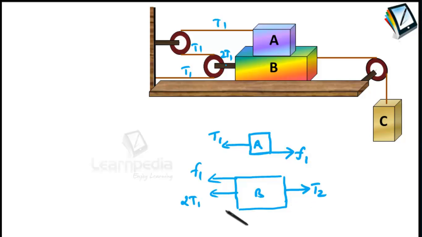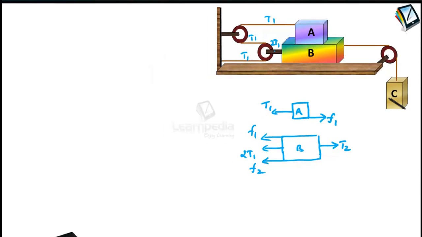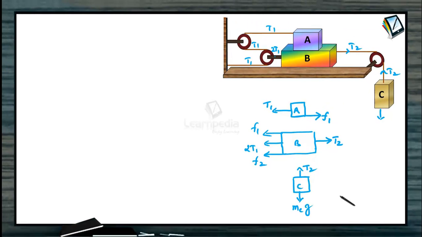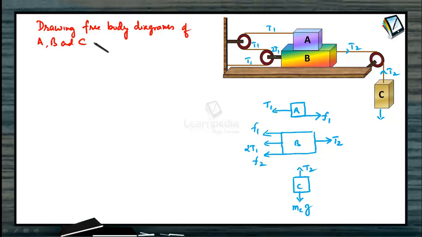Since the body is tending to move in this direction, between B and the ground this friction is F2. Similarly, for block C, the force along the string is tension T2, and another force in the downward direction, mass of C into g. This is the free body diagram of A, B and C in the limiting case.